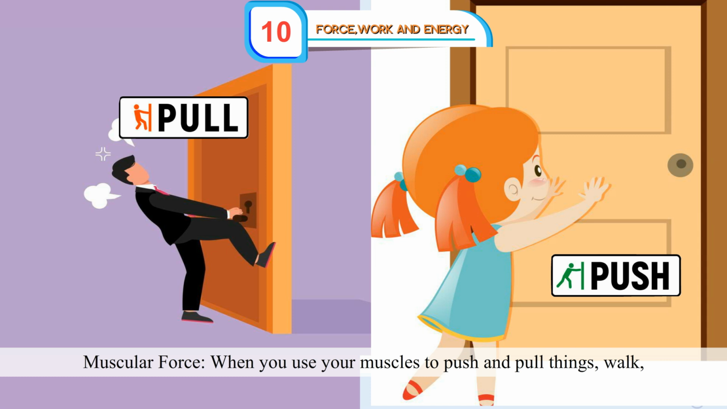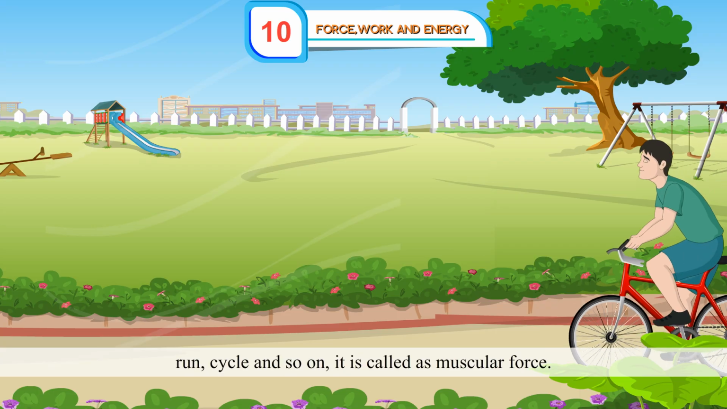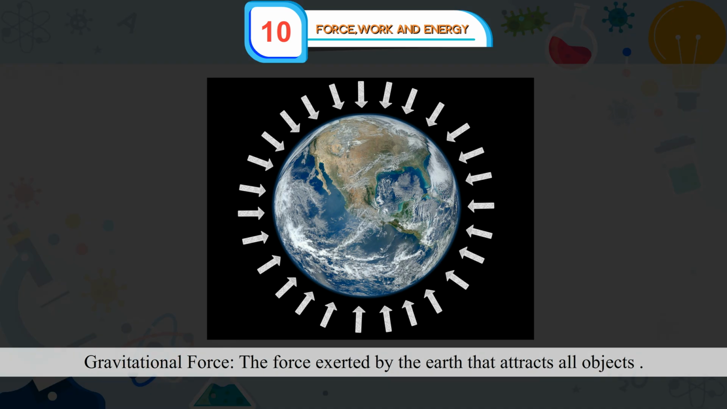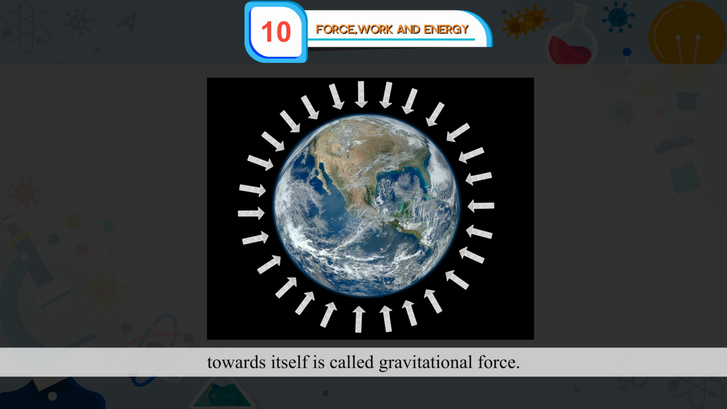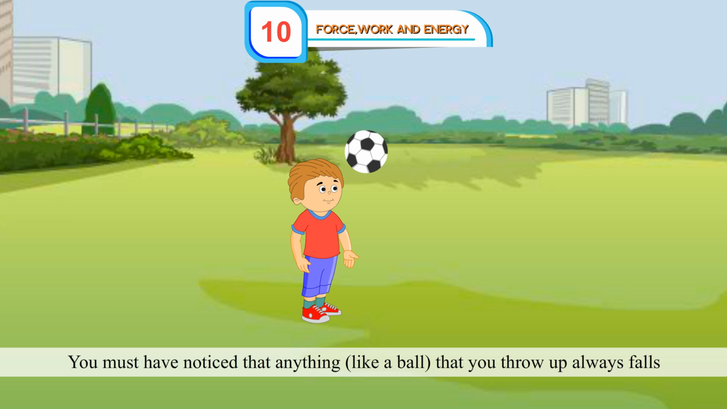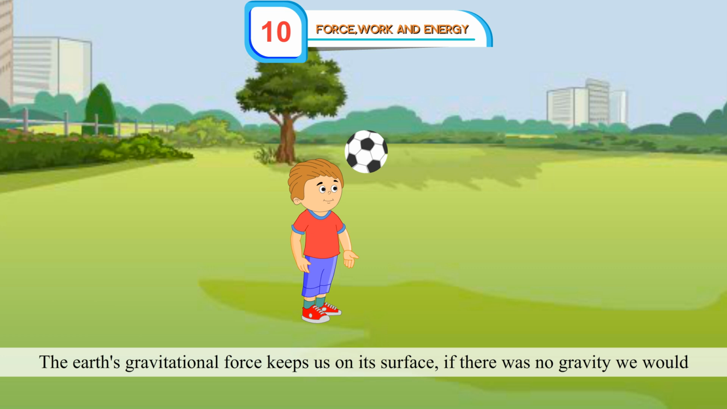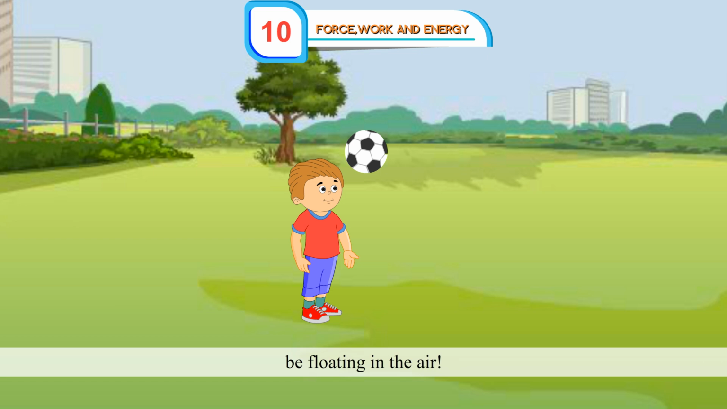Kinds of forces. Muscular force. When you use your muscles to push and pull things, walk, run, cycle, and so on, it is called muscular force. Gravitational force. The force exerted by the earth that attracts all objects towards itself is called gravitational force. You must have noticed that anything like a ball that you throw up always falls down on the earth. This is due to the earth's gravity. The earth's gravitational force keeps us on its surface. If there was no gravity, we would be floating in the air.